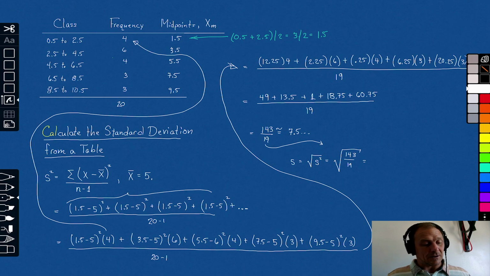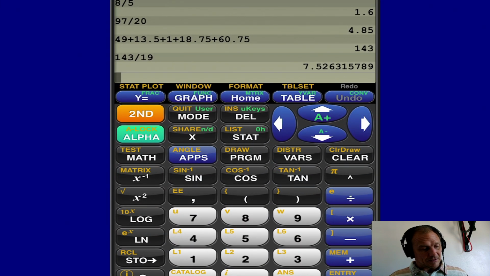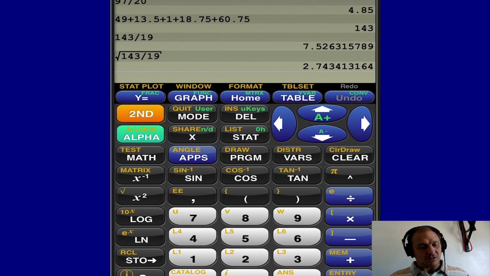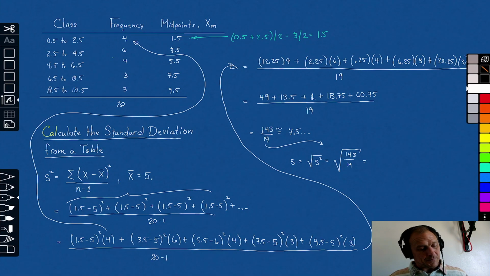So here we go. Let's do that on our calculator. Take the square root, which is this, you go second, and then you hit the x squared button down below. We want 143 divided by 19, and now you can press enter. 2.743. Remember, our data is in whole numbers, so we're going to stop at tenths, 2.7. So we say approximately, or you can just say equal 2.7.